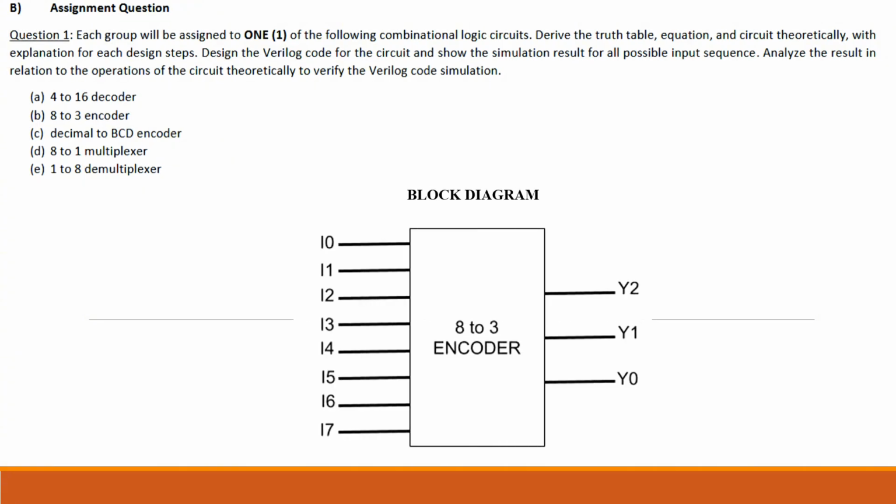So our group was assigned question B, which is an 8 to 3 encoder, and this is the block diagram with 8 inputs I0 to I7 and 3 outputs Y0 to Y2.